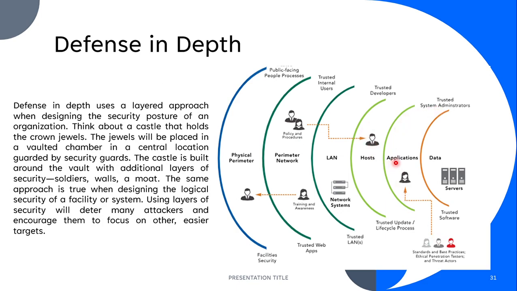We have hosts, that is people that are using the application. You have to secure them. You have a local area network that is used to connect multiple hosts. You have to secure them. Then you have to also secure your perimeter. You have a trusted internal user, your policy and procedure, training awareness and everything.